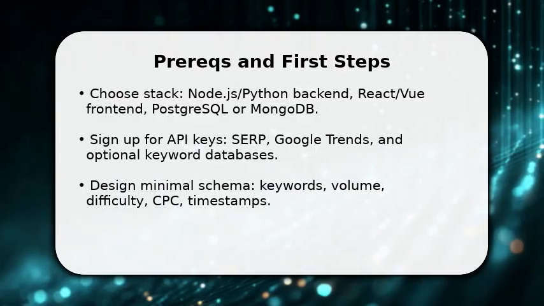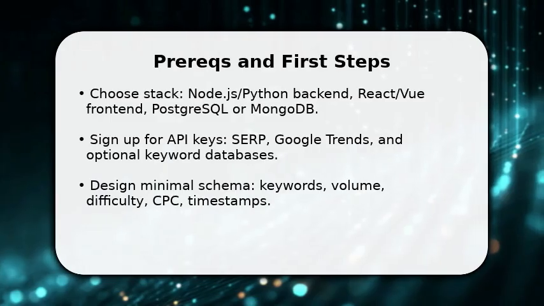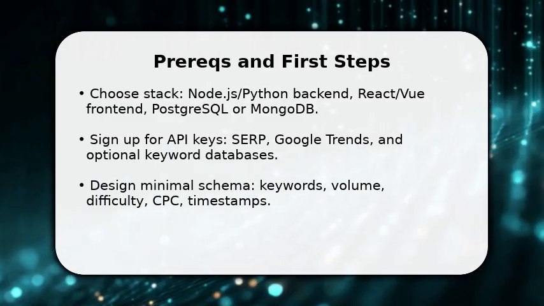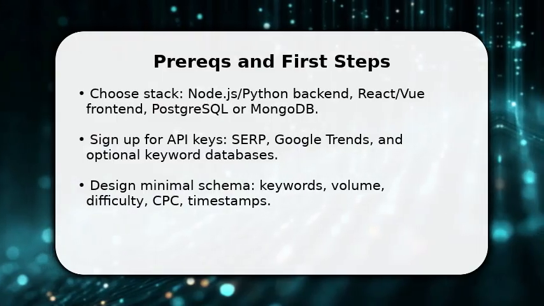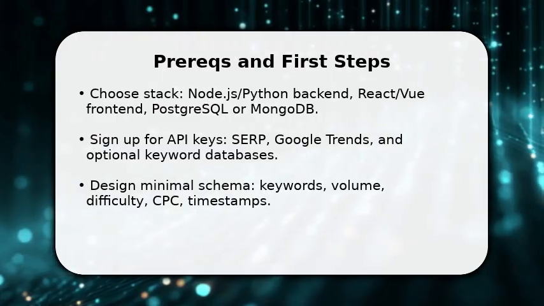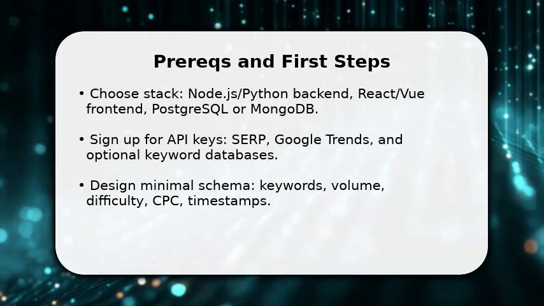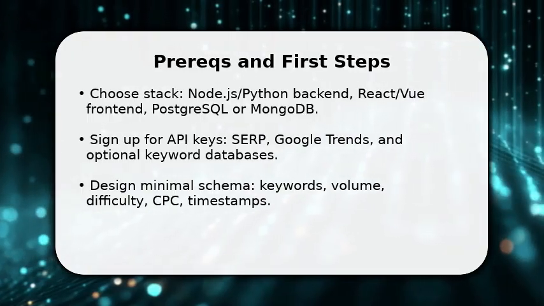You start by picking a tech stack and locking essential services because speed matters. Choose a back-end language and a front-end framework, then provision a database and test instance. Once done, register for API keys like SERP and Google Trends so you can pull metrics. Make sure rate limits fit your plan.